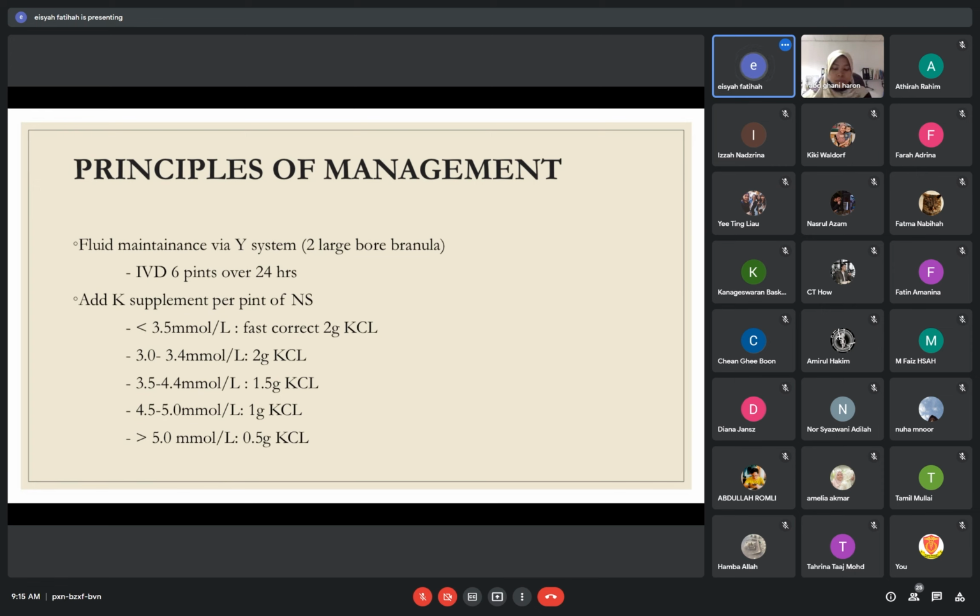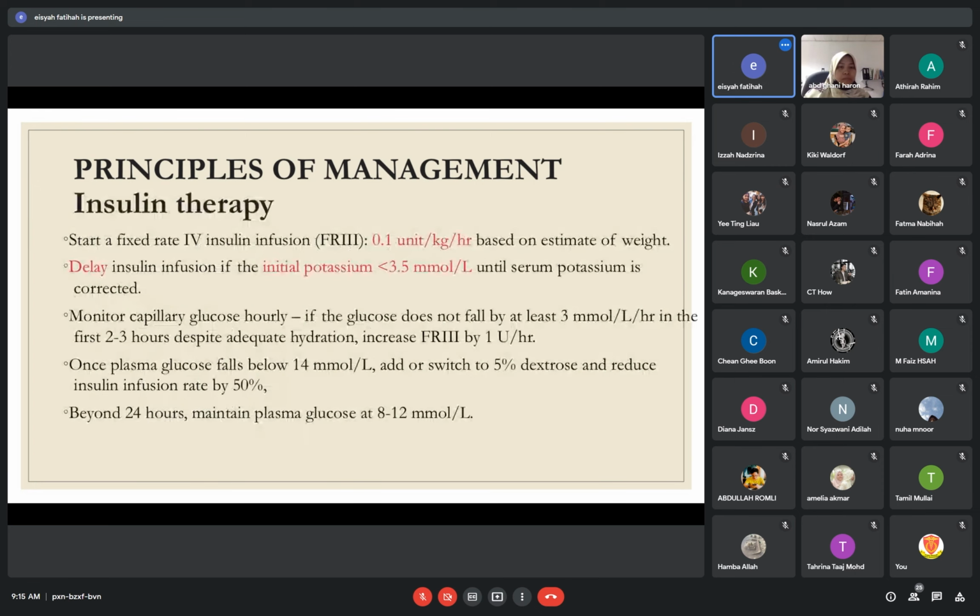Okay, which will be presented later. Then we start the insulin therapy. For DKA management, we start a fixed rate IV insulin infusion. The rate is 0.1 unit per kilogram per hour based on the estimated weight of the patient.